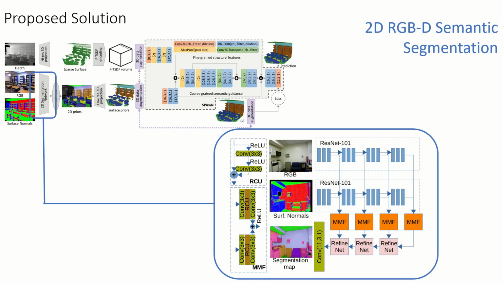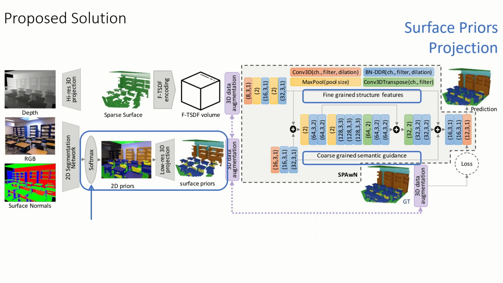As the 2D segmentation network, we use a bimodal solution that combines RGB and surface normals as inputs. Unlike most of the previous solutions, which project 2D network inner features, we used the output probabilities of the network through a softmax function. To deal with memory constraints, we projected the 2D priors to 3D in low resolution. The projection is made from the depth map.